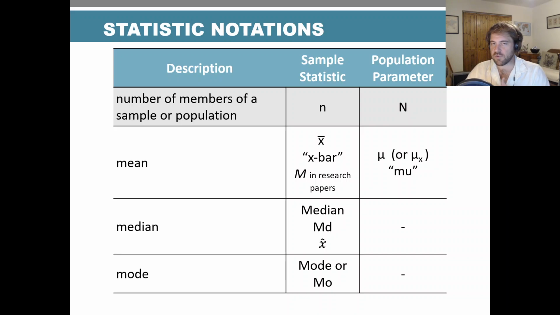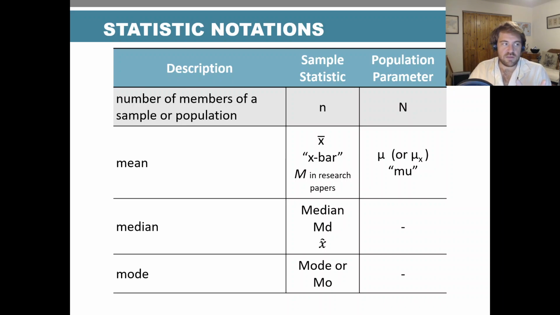When we're talking about the number of people in a group, and it's a sample, it's a little n. And if we're talking about the number of people in a group and it's the whole population, it's a capital N. This is how you know whether you're looking at a sample or a population. Big N, little n. Cool.